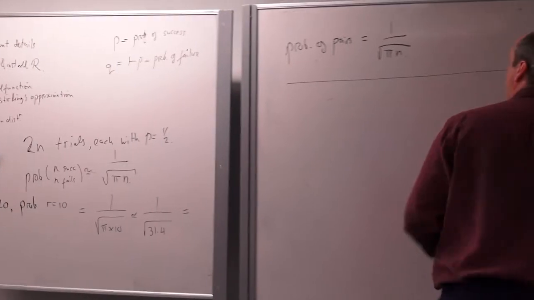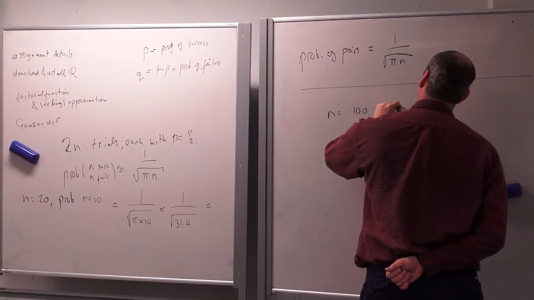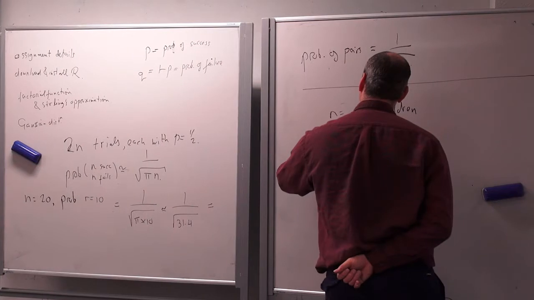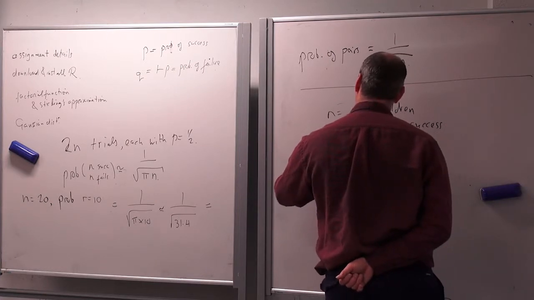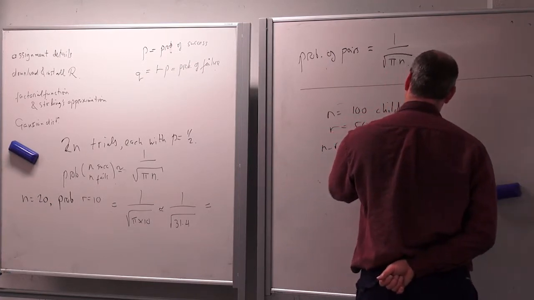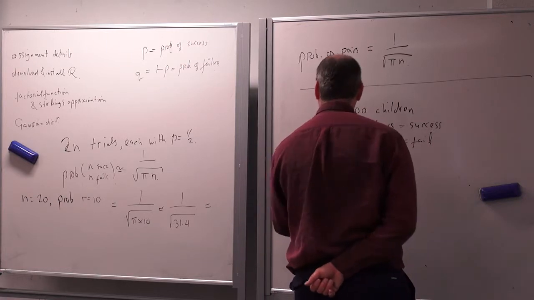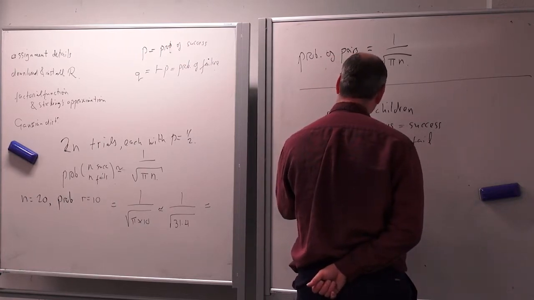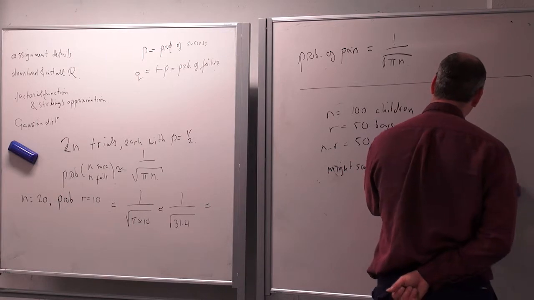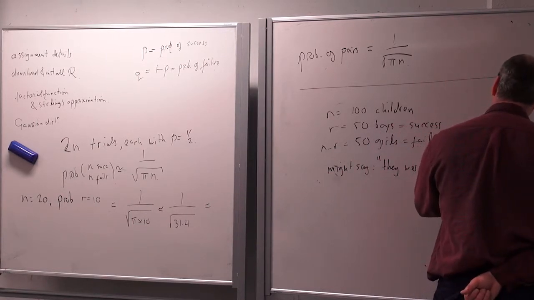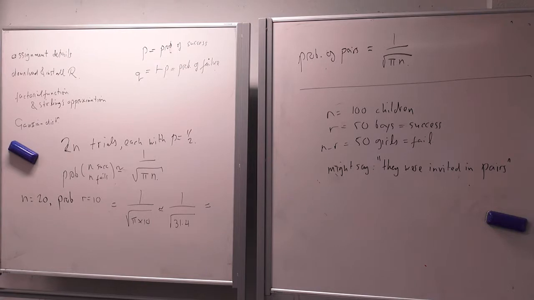So let's go back to the context of hypothesis testing. If I've got n equals, let's say, 100 children, and I've got r equals 50 boys equals success, and n minus r equals 50 girls, of course, equals fail. Somebody might suggest, you might say, they were invited in pairs. You might say that because you've got an exact balance between boys and girls.